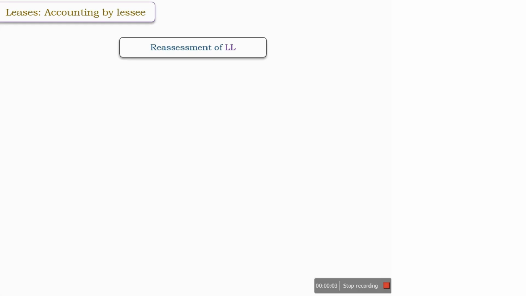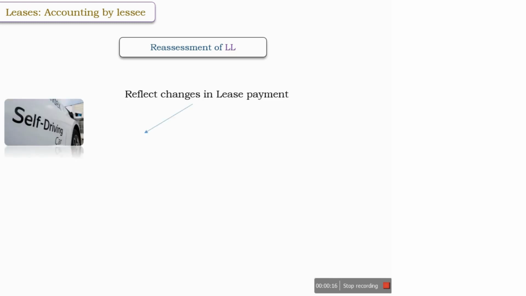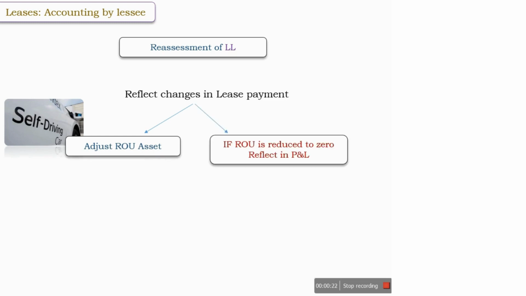After initial recognition of the lease, at the time of reassessment of the lease liability, in case there is a change in the lease payments, to reflect these changes the lessee shall adjust the right of use asset, and if the carrying value of the right of use asset is reduced to 0, in that case the remaining differential amount will be reflected in the P&L account.